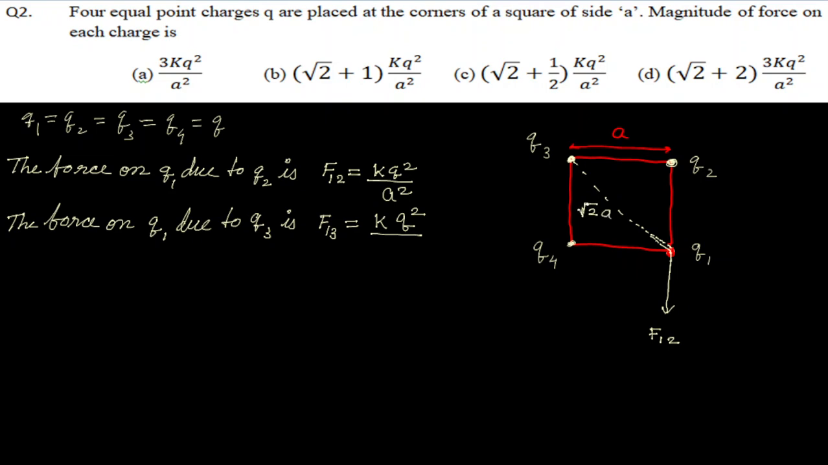Root 2 times A. So in this case, the distance between Q1 and Q3 is root 2 times A. So what we have to put here is the square of root 2 times A, and that will give you 2A square. So this is the force on Q1 because of Q3. And what will be the direction of this force?